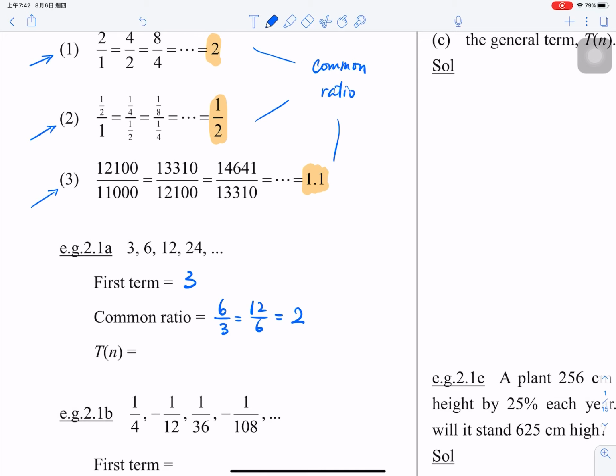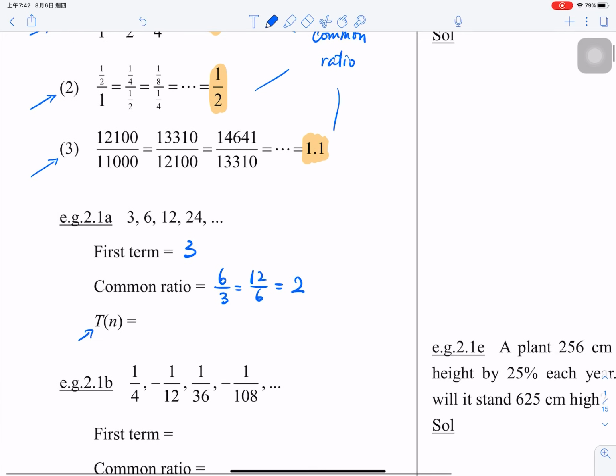Then do you know Tn? Tn here is the general term. We'll write it like this: a is the first term, and the common ratio we call r. So 3 times the common ratio to the power n minus 1, like this.